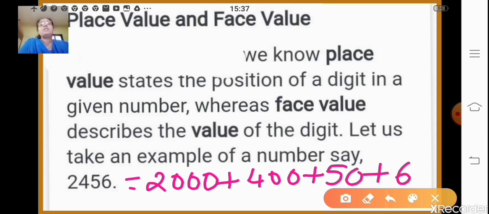Whereas the face value is the number itself, that is, the face value of the number does not change, it remains the same. If I say what is the face value of the number 2 in the thousands place, it will be the number 2 itself.